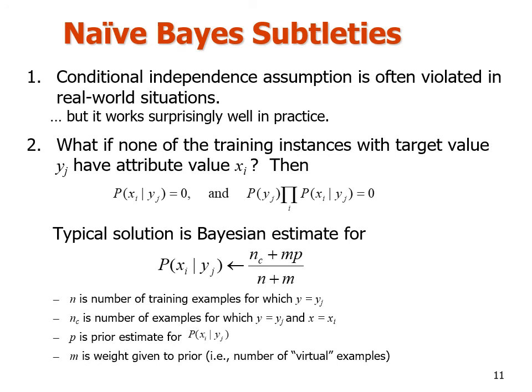The small m and the capital M that we used earlier are totally different. We have used capital M for denoting number of attributes describing the instance, and the small m is weight given to prior, that is the number of virtual examples. And with this we conclude our discussion regarding Naive Bayes classifier. Thank you.